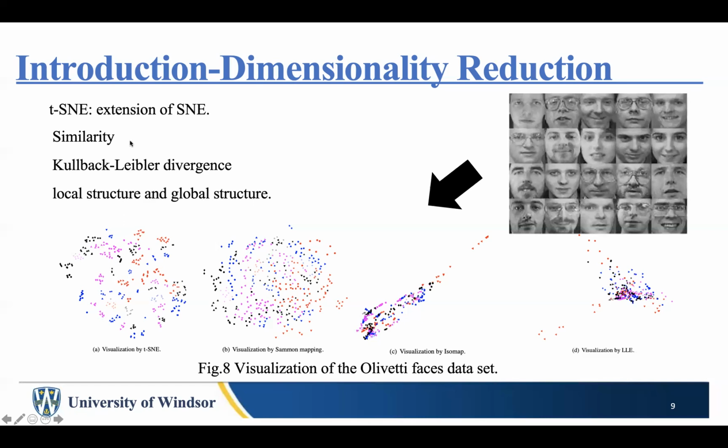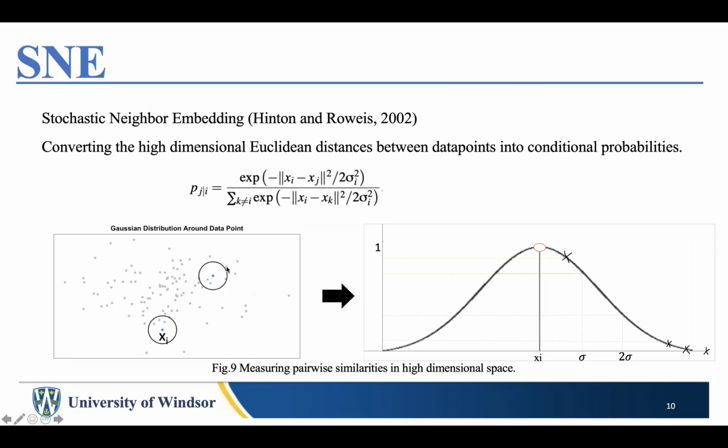Because t-SNE is an extension of SNE, we'll introduce SNE first. Stochastic neighbor embedding, we also call it SNE. It was introduced by Hinton and Roweis in 2002. It starts by converting the high-dimensional Euclidean distance between data points into conditional probabilities. For data point xi, it will find its similar data points by calculating the Euclidean distance and use the conditional probability function to see whether they have a high probability.